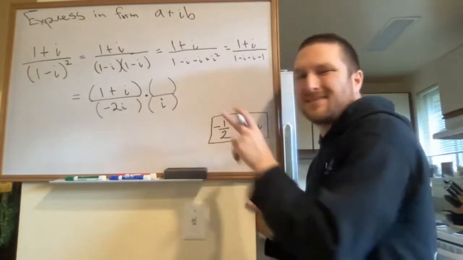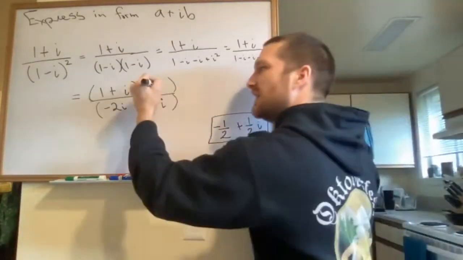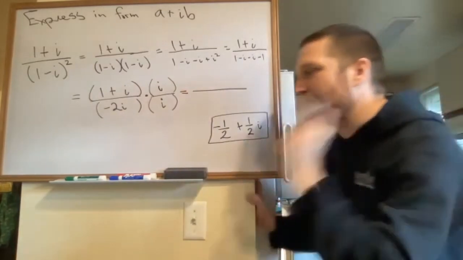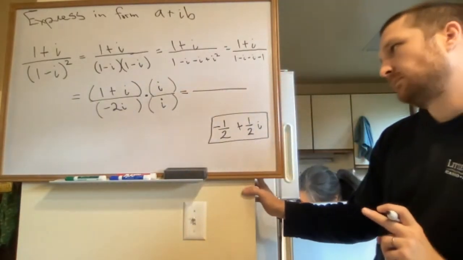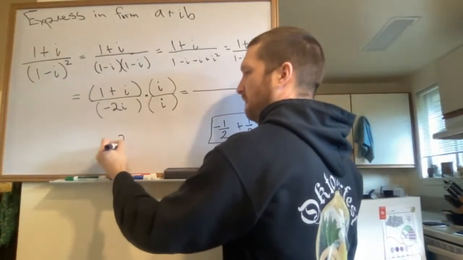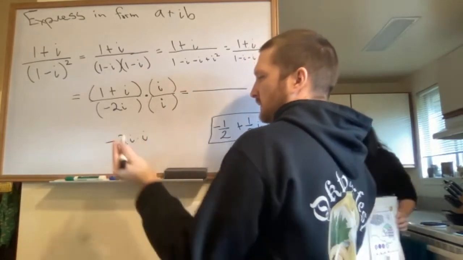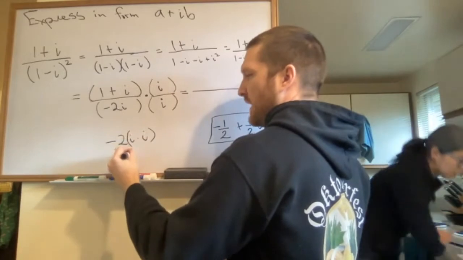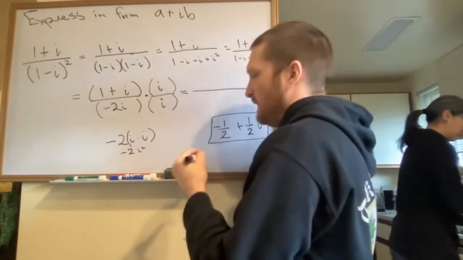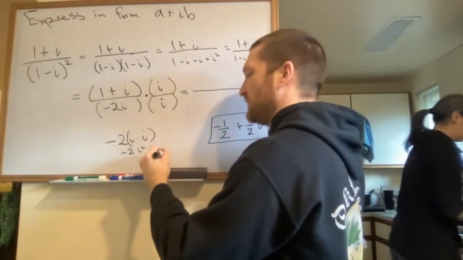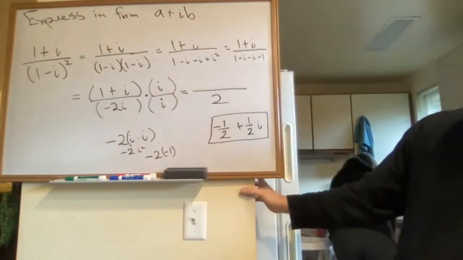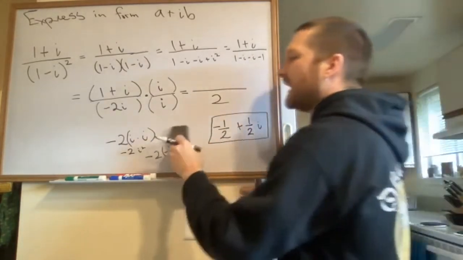But if you notice, wait a second, I don't need to go through all that and can just do this, let's see what happens. So in the bottom, what's negative 2i times i? Negative 2i squared, which is what? Just 2, isn't it? Positive 2, because negative 2 times negative 1 is just a positive 2. So positive 2. Now in the numerator, let's see what we get.